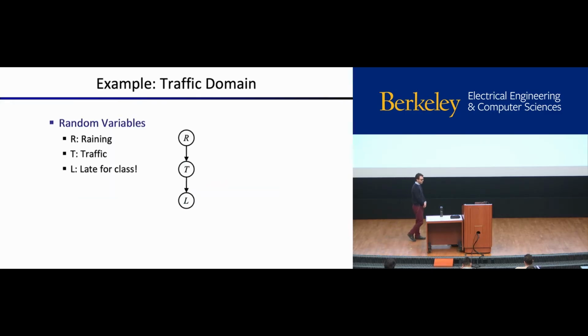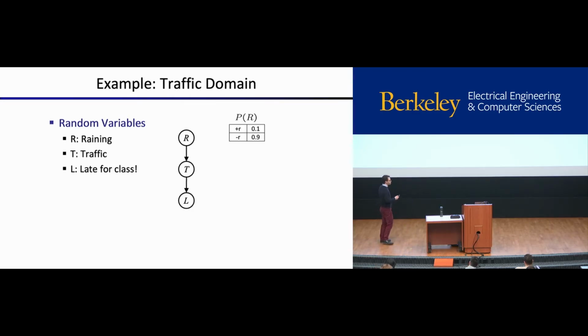How are we gonna think about this? So we have 3 different random variables. This is the structure of our Bayes net. Raining, traffic, late. They sort of depend on each other in this way. And this is just the structure piece, right? The Bayes net is not complete yet.